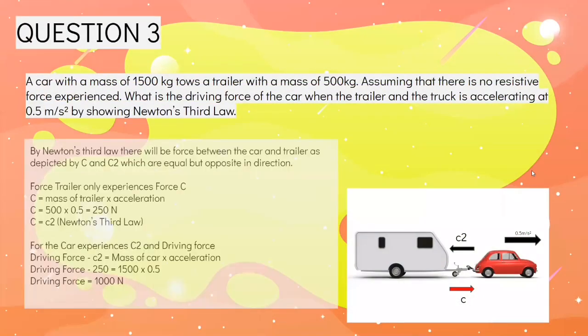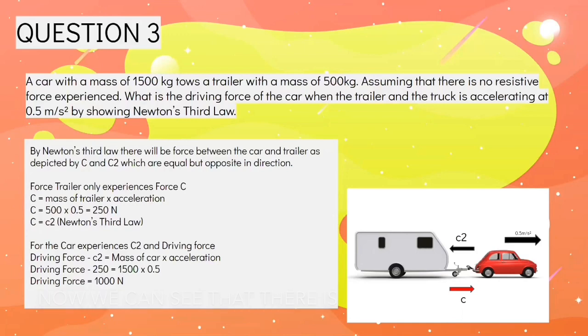Now, we can start with question number 3. A car with a mass of 1,500 kilograms tows a trailer with a mass of 500 kilograms. Assuming that there is no resistive force experienced, what is the driving force of the car when the trailer and the car are accelerating at 0.5 meters per second squared, by showing Newton's third law?